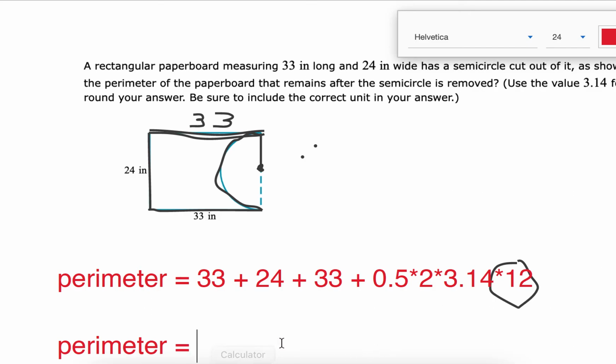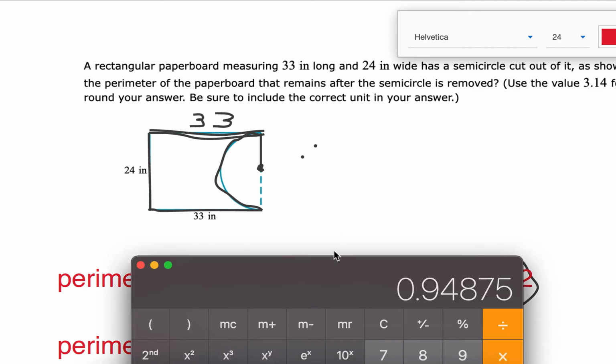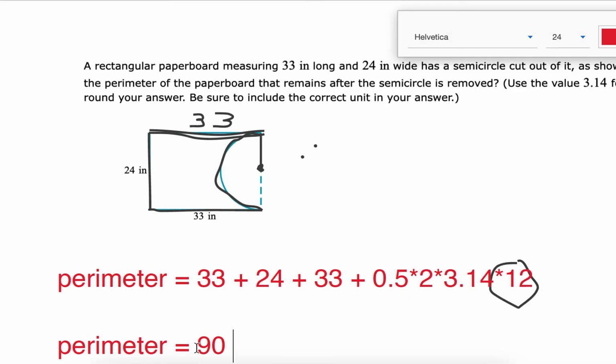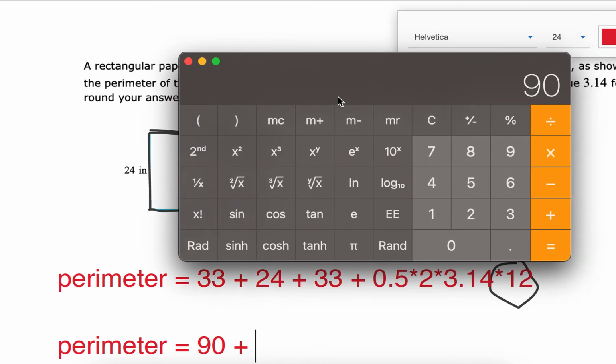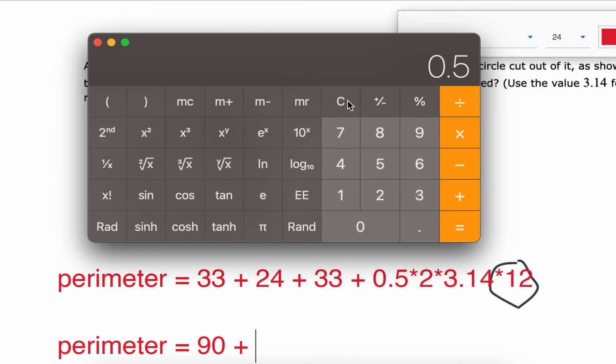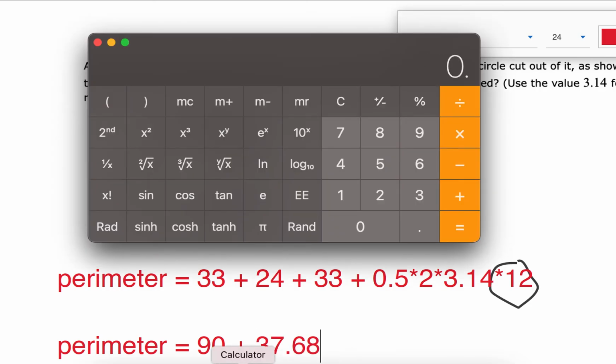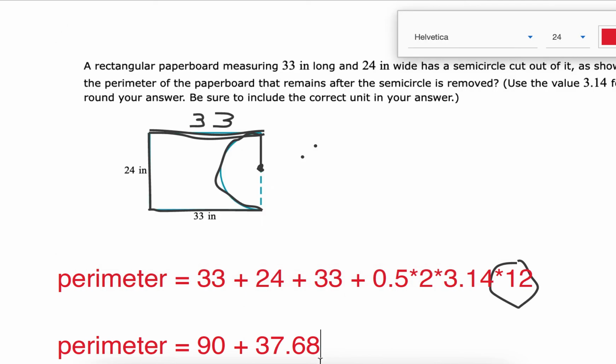Okay, so let's do 33 plus 24 plus another 33, not 13. So we got 90 so far when we add the plain numbers. Let's do all that multiplication all at once in our calculator. So it's 37.68. Let me just double check. Yeah. And then if we add those together, we got 127 and 68 hundredths. So that's the length of the string.